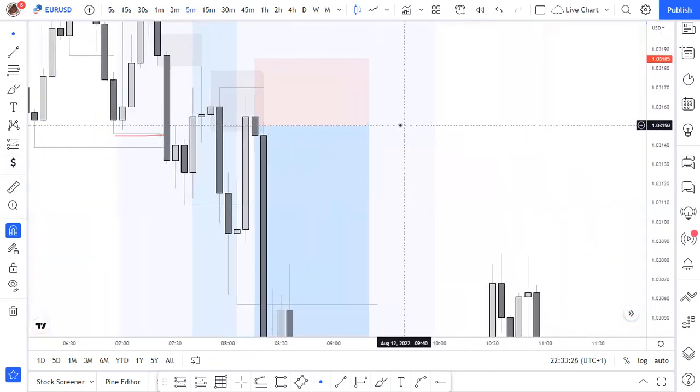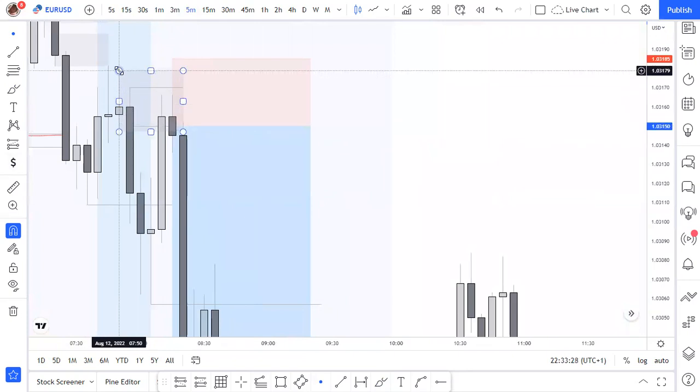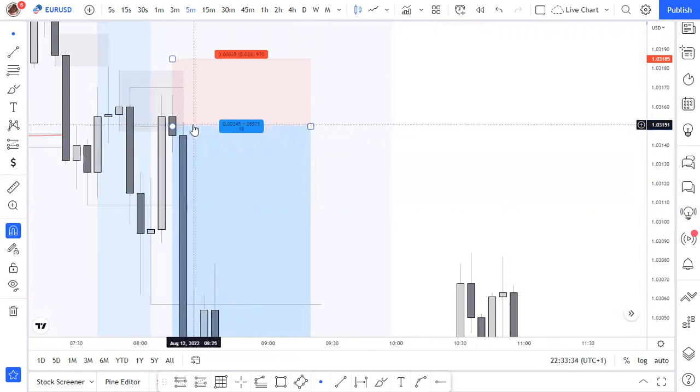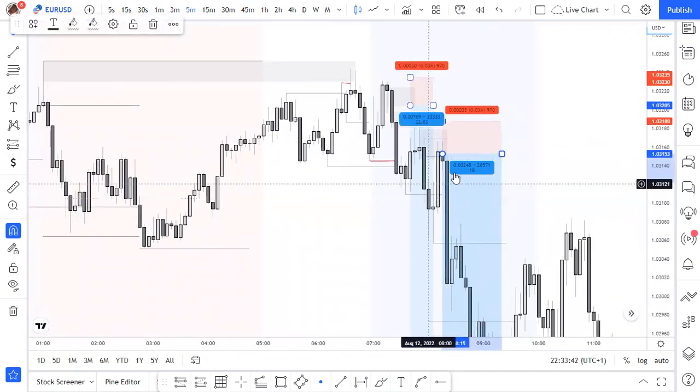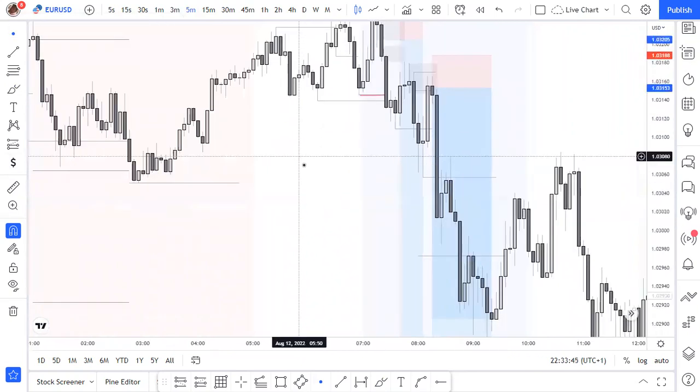So yeah, this engulfed candle was the actual zone. So I just used the 1 minute engulfed candle as my entry, but I still had to put my stop loss in a safe place. So that was how I took this particular trade.